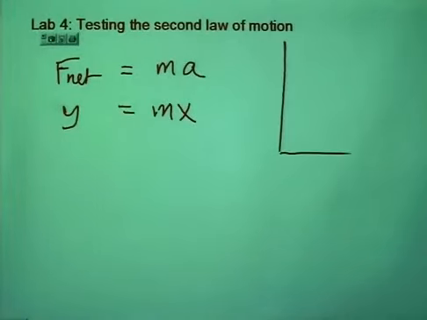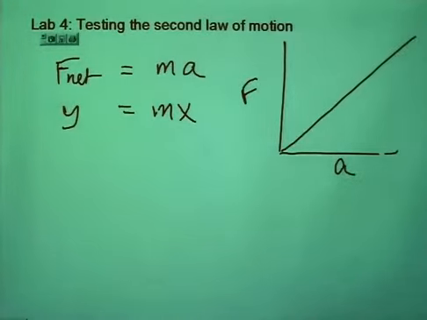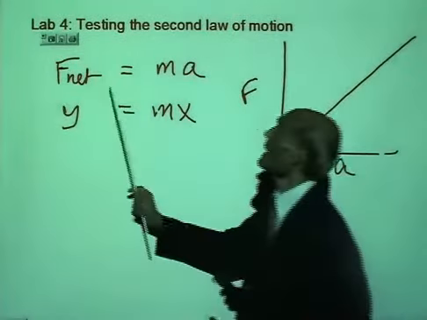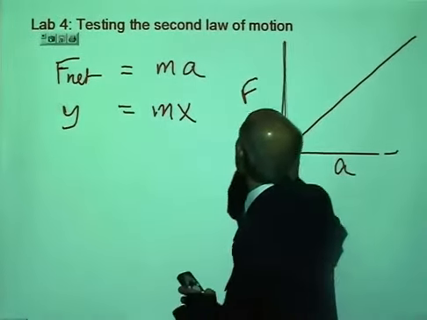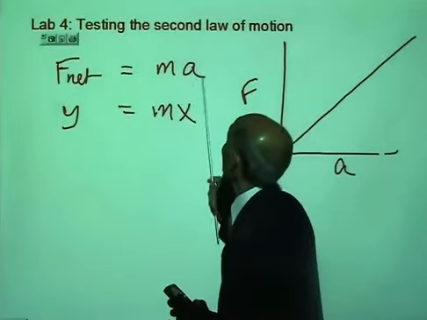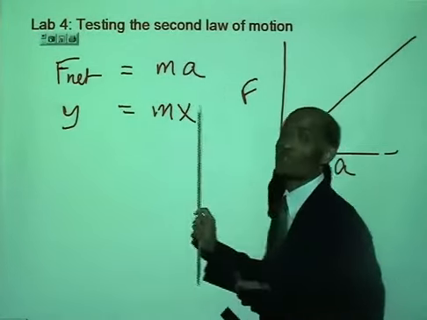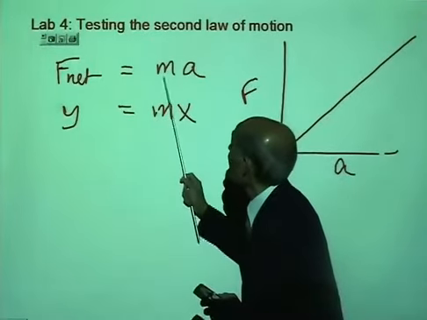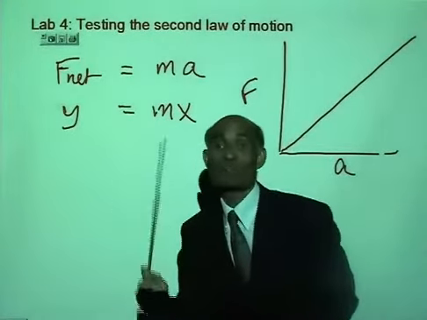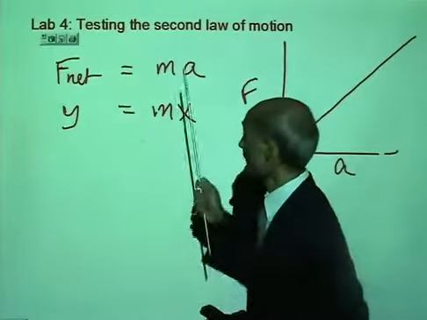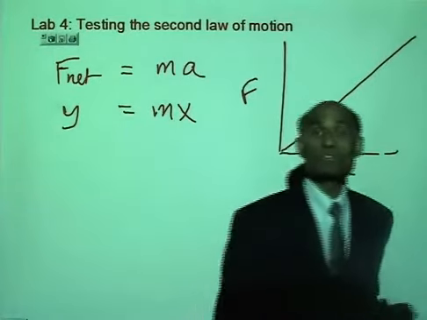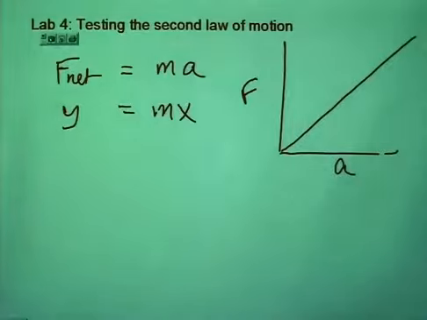That means if you now draw a graph of the force on the y-axis and acceleration on the x-axis, you will get a straight line. You see, if you draw a graph of force on the vertical axis and acceleration on the x-axis, the slope of that graph will be the mass of the object. Alright, now in this lab, I want you to do an exercise like this.